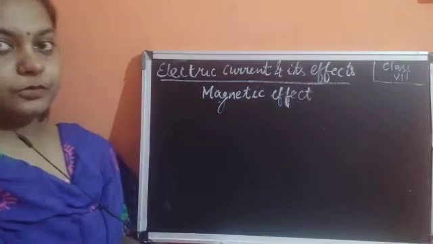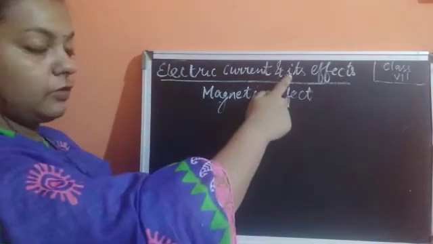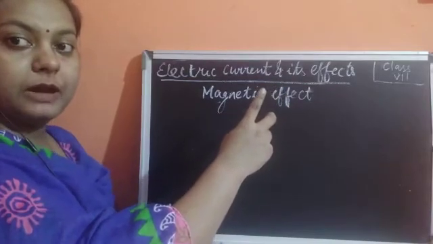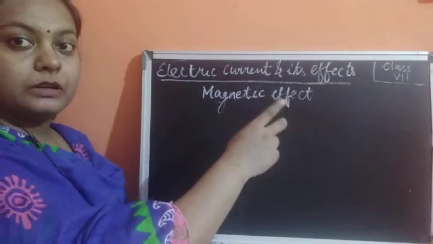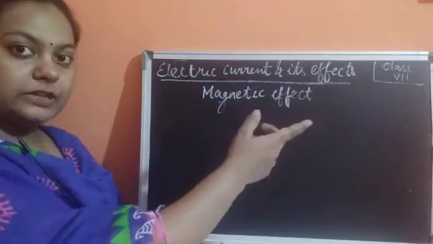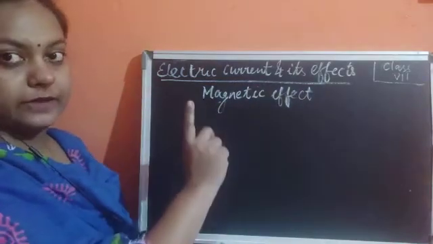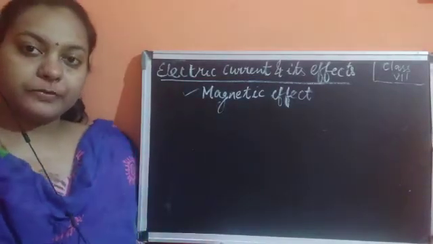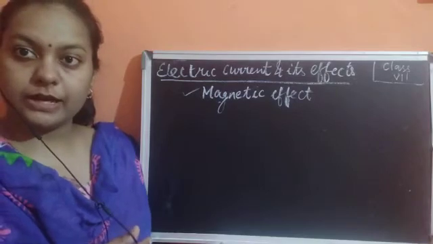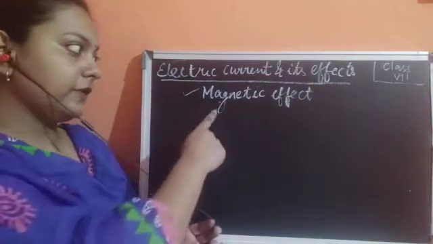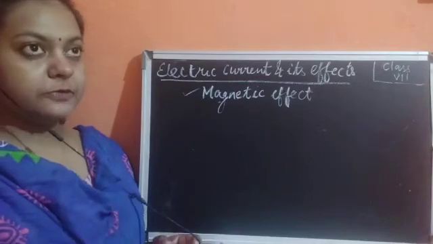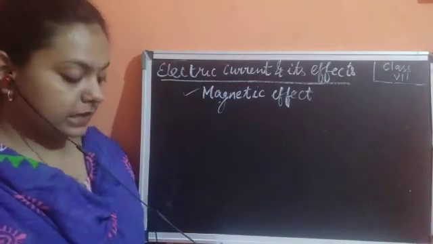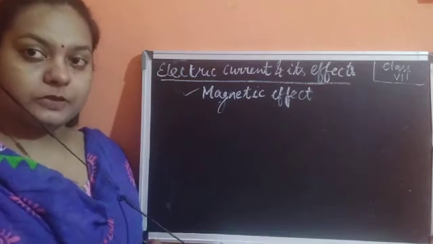Next we saw the effects of electric current. We have to study this chapter in two parts. The first part was the concept of electric current, and the second part is the effects of electric current. The effects are the heating effect and the magnetic effect. We saw the heating effect of electric current, and yesterday we saw the magnetic effect. In the heating effect, we also saw different devices based on the principle of heating effect.